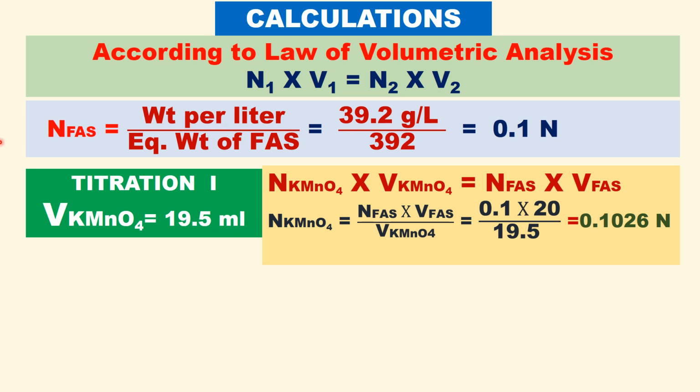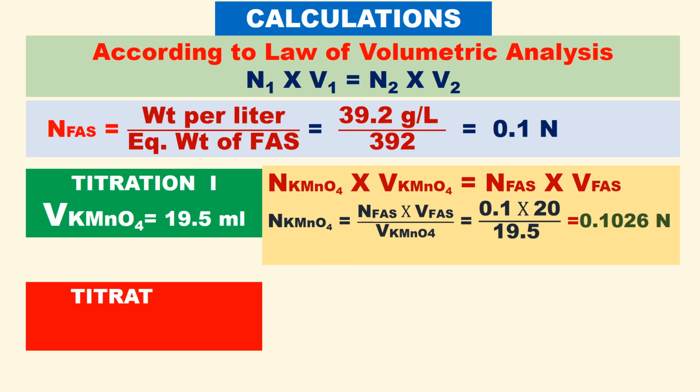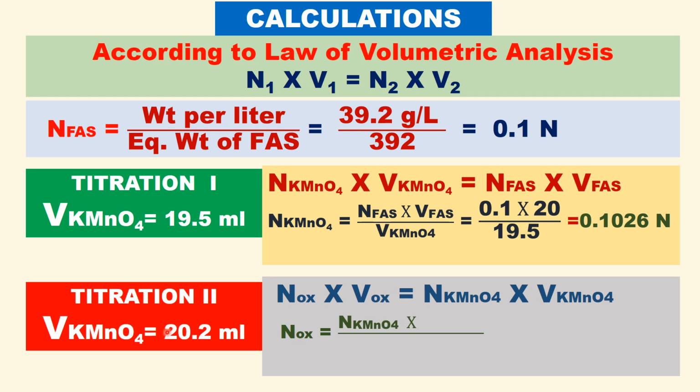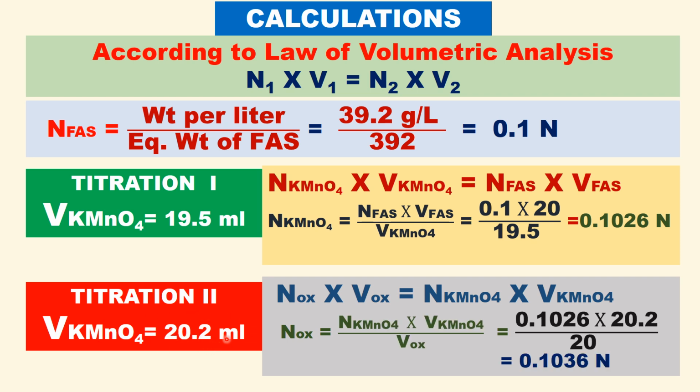Let us write: normality of KMnO4 into volume of KMnO4 equals normality of ferrous ammonium sulfate into volume of ferrous ammonium sulfate. Now we know the normality of ferrous ammonium sulfate here, and the volume 20 ml we have pipetted out, and this 19.5 ml you bring here as the volume. This gives the normality of KMnO4, which we have now standardized.